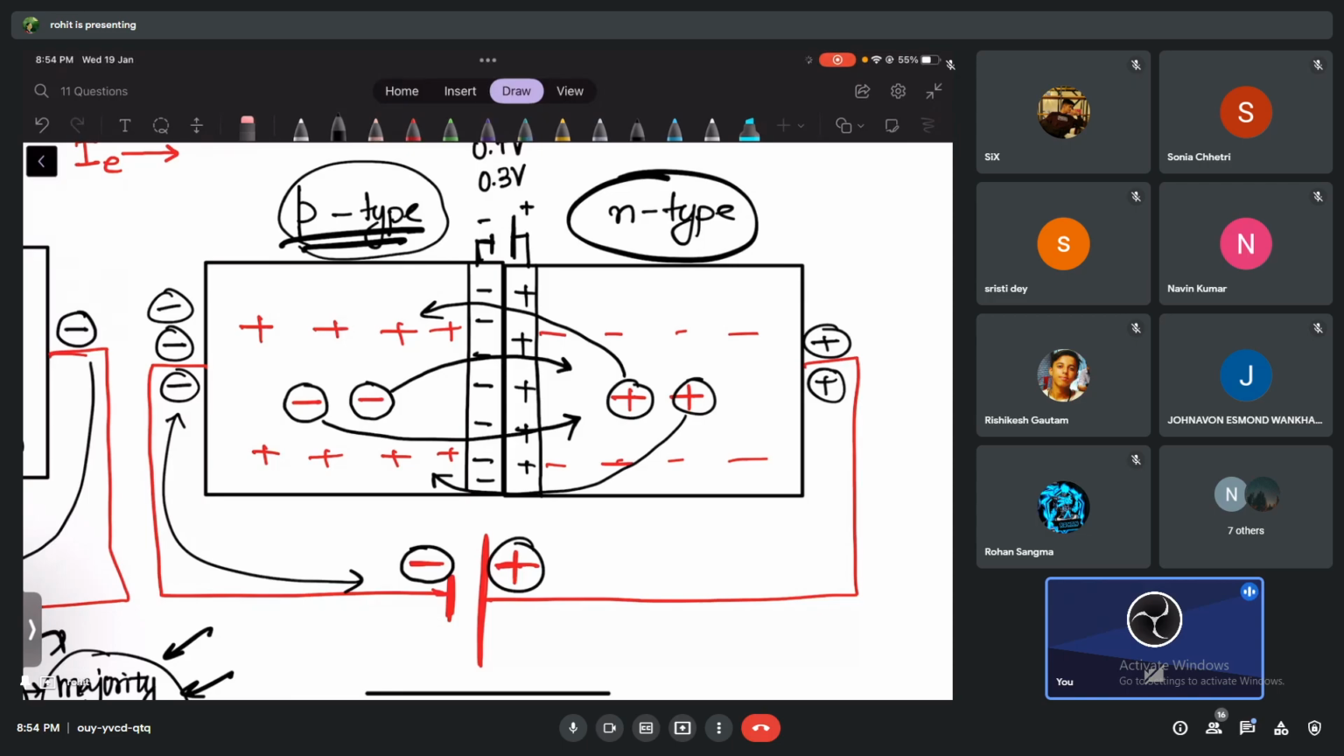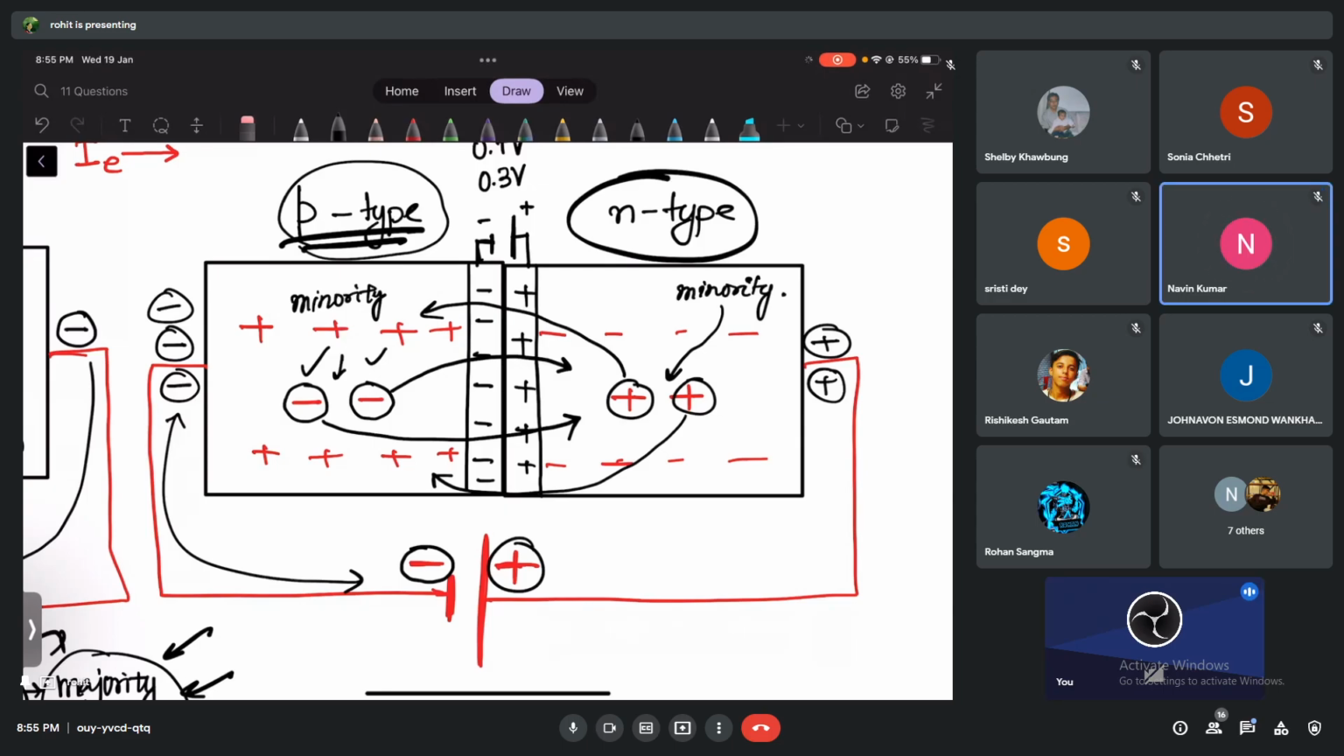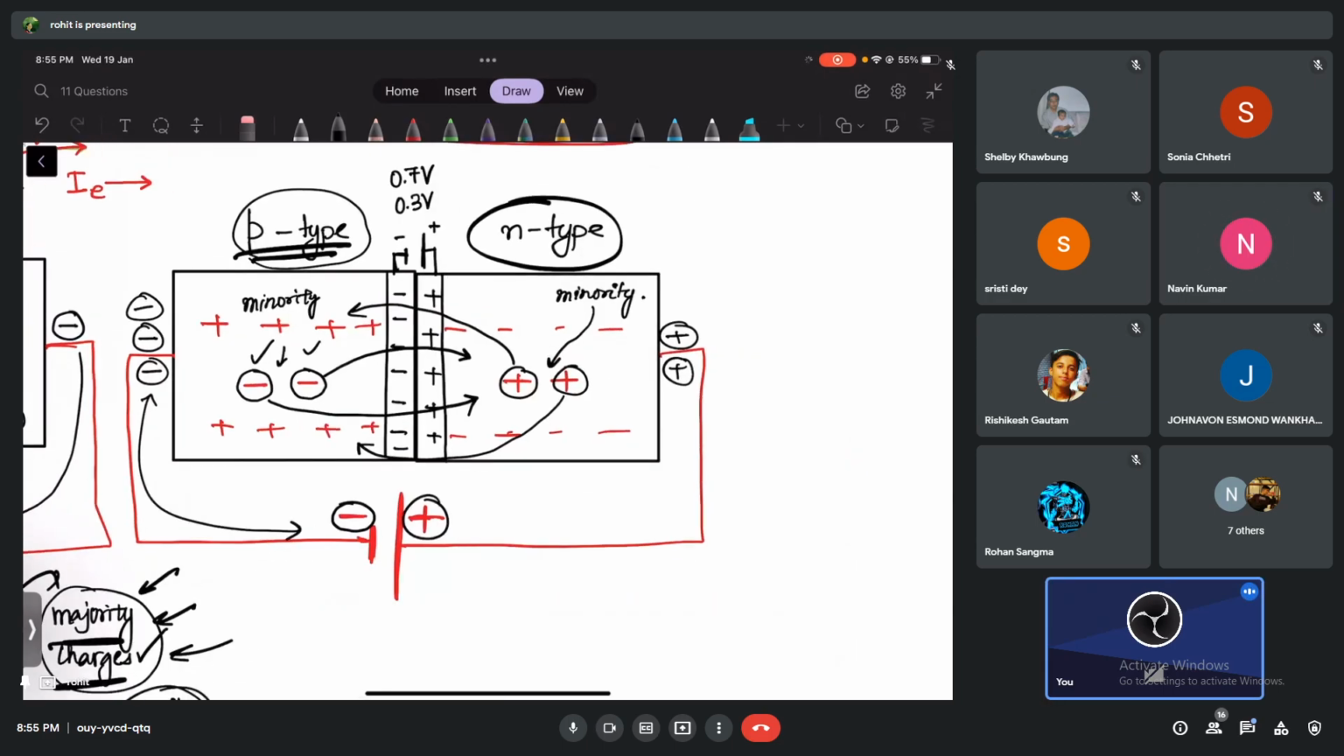But these charges on both sides, this one and this one, what do you think? Are they majority or minority charges? Minority charges. And this also, right? Majority or minority charges? Minority charges. So now you tell me, the charges are moving? Yes, they are moving. But which charges are moving? Majority or minority?